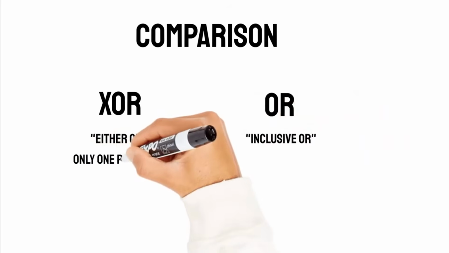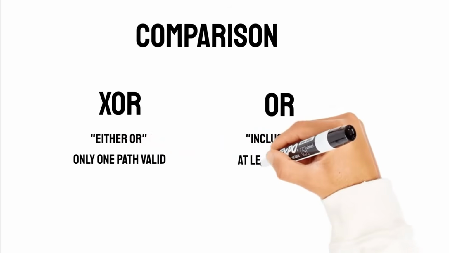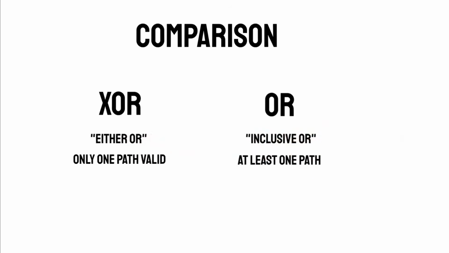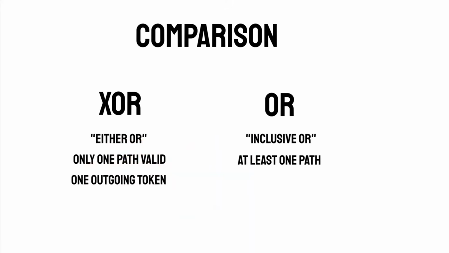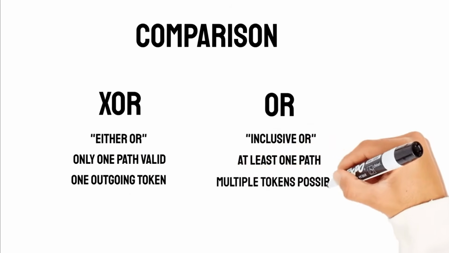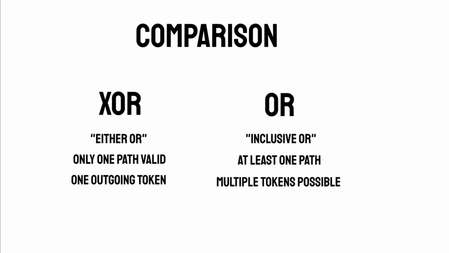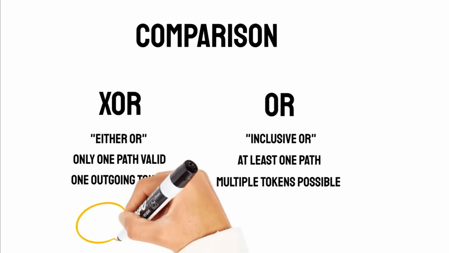For the XOR, we have only 1 path that is valid, and for OR, we have at least 1 path, but multiple are possible. Also, the XOR gateway has only 1 token going out, but the OR gateway has multiple ones, at least 1.